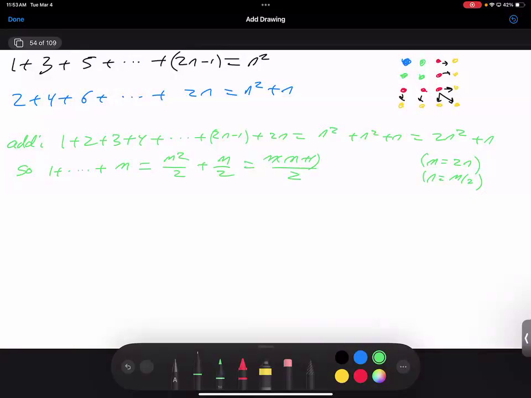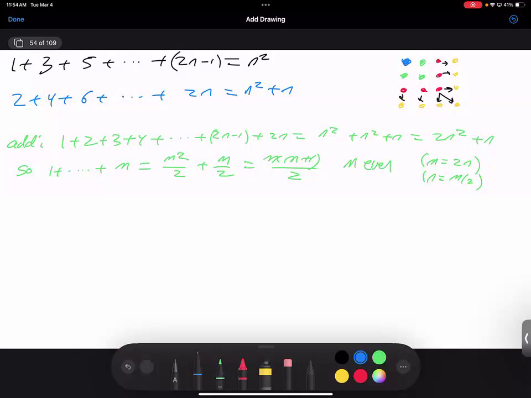Did we just prove our formula for the sum of the first m integers? So did we just prove the sum of the first m integers is m times m plus 1 over 2? Nope. What's the subtle mistake? So this is m is even. Okay, so let's fix it.